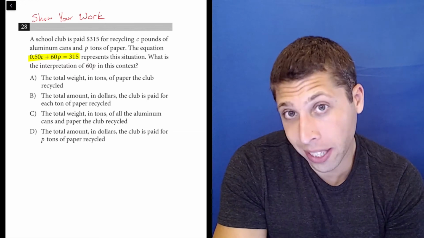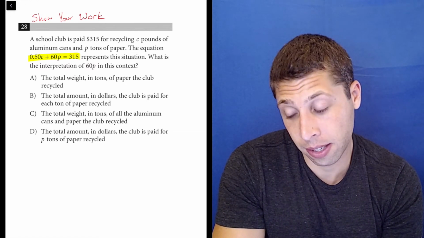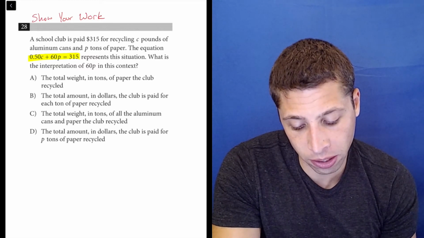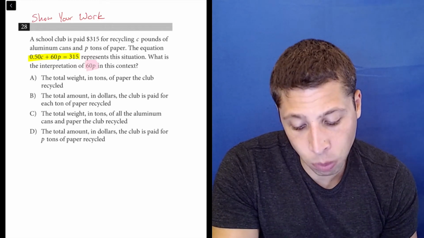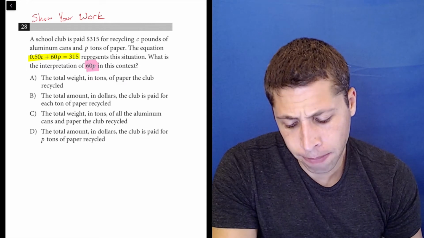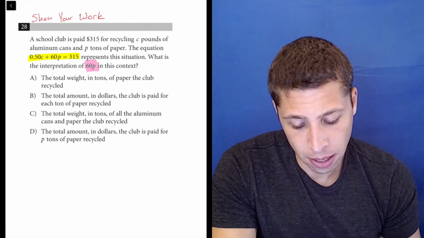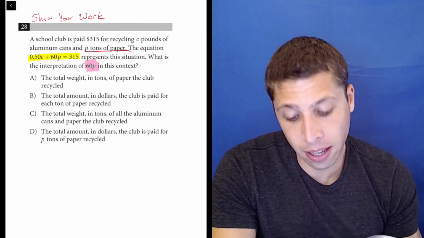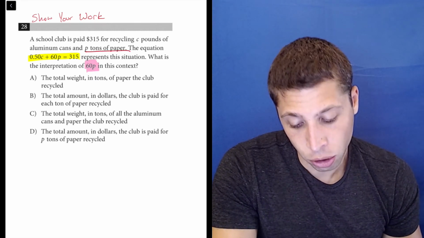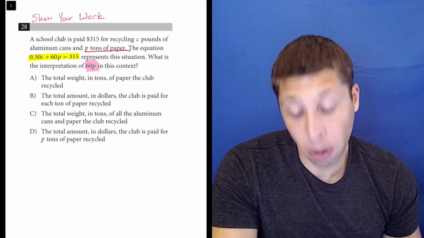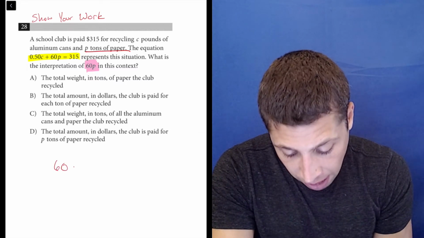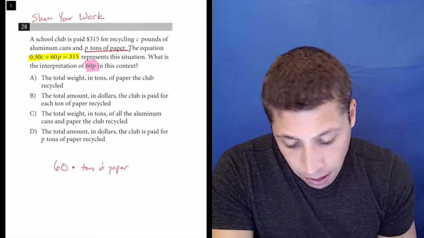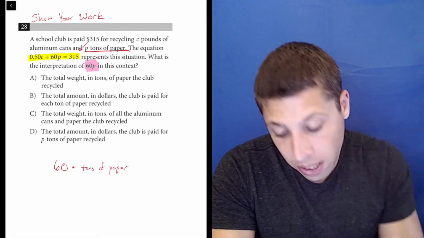We want to dissect what this equation is composed of because they're asking about this part in particular, this 60p. And that's weird, because that's not just one thing, right? That's two things. We're told what P is, right? P is the tons of paper. So, okay, at least we understand part of it. It's 60 times the tons of paper that they collect. And somehow that's giving us this 315, which is the cost, right?